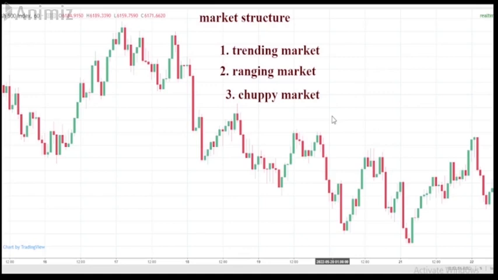So we are starting with market structure, and when we are able to identify this, we are jumping into the nature of the trend, which is the second thing you have to check each time you are about to take a trade or you are preparing to take a trade.